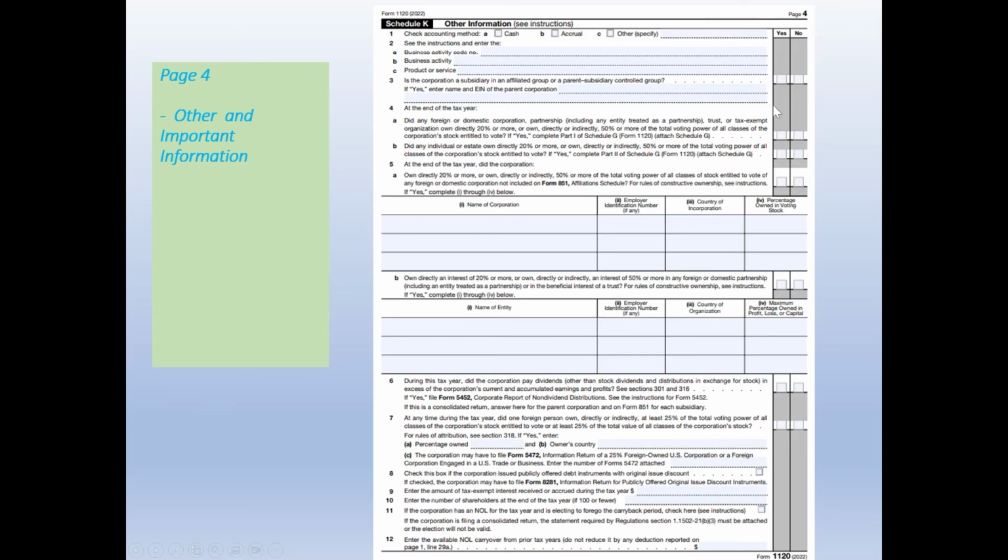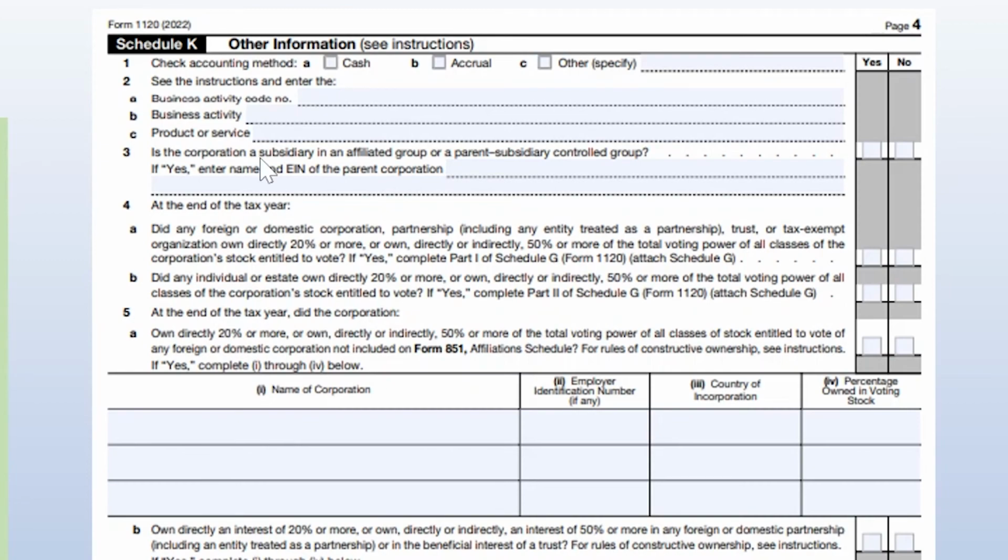These questions are important because they basically tell the government who owns this company and what ownership it has in other entities, whether there is any merger or acquisition or any transaction incurred during the year, and what accounting method you're using, cash method or accrual method, and what the business activities are. Are you a trading company or a service company, and what do you do? What is your product and what is your service?